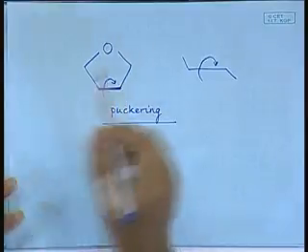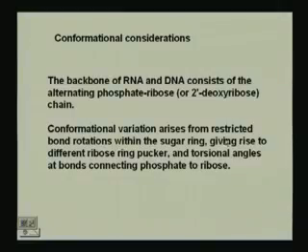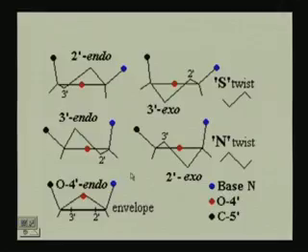So, what we can have is restricted bond rotations within the sugar ring because we have a ring system. We are not free to rotate all through. This gives rise to different ribose ring pucker, and torsional angles at bonds that connect the phosphate to the ribose. Now, let us see what we mean by that. This is what we mean.